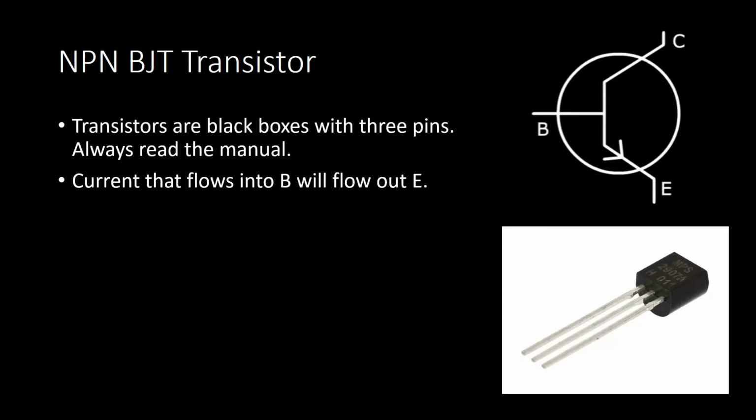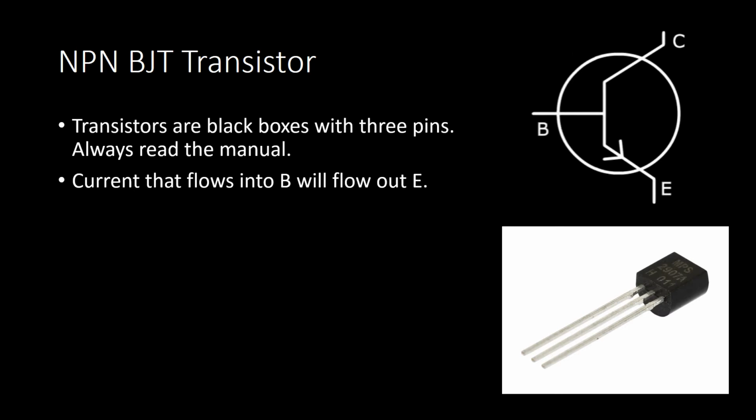So another rule is that any current that flows through the base flows out of the emitter. And similarly, maybe it goes without saying, any current that flows through the collector flows out of the emitter. Now, I mentioned that there are different types of transistors, and this is only one type. This is a bipolar junction transistor, BJT, and it's an NPN, meaning that current flows into the base.